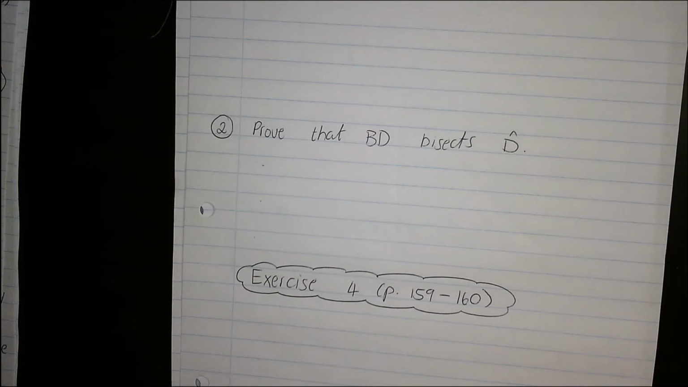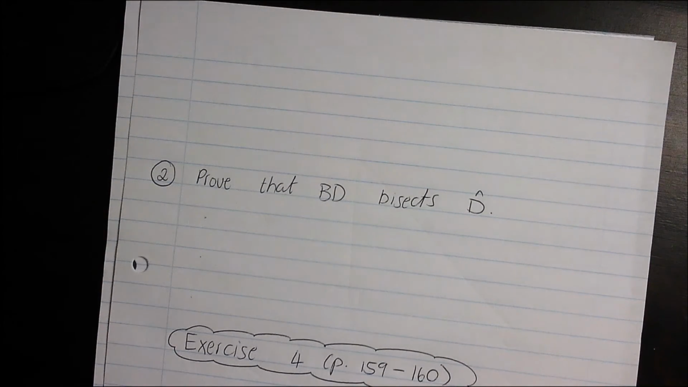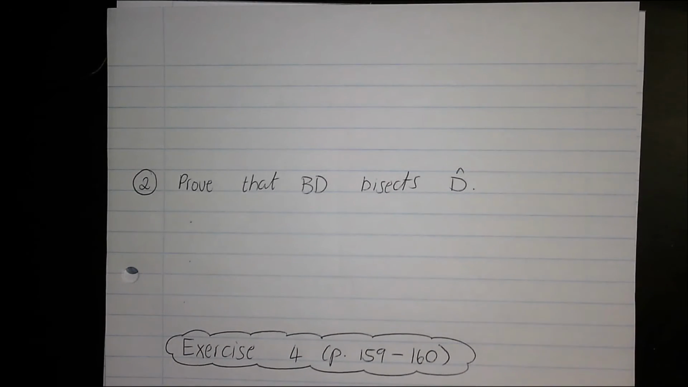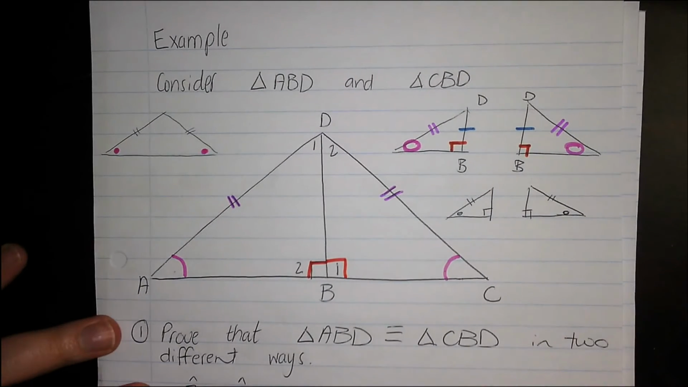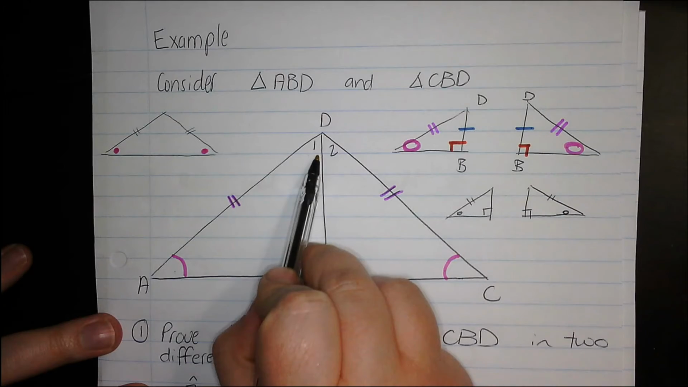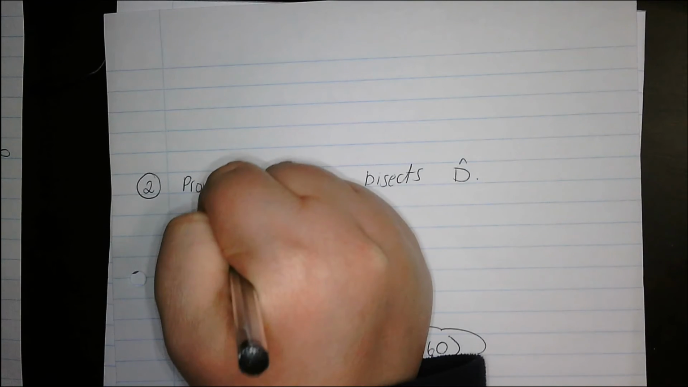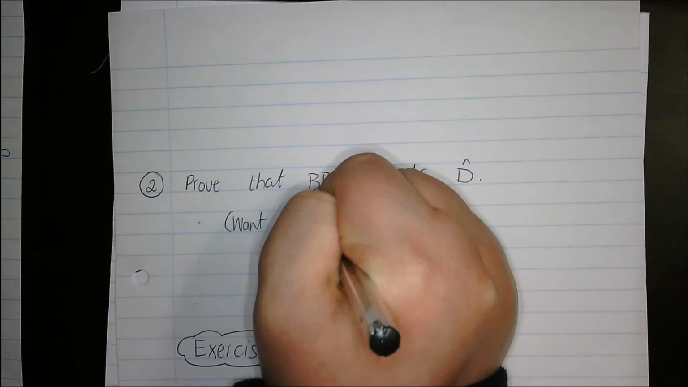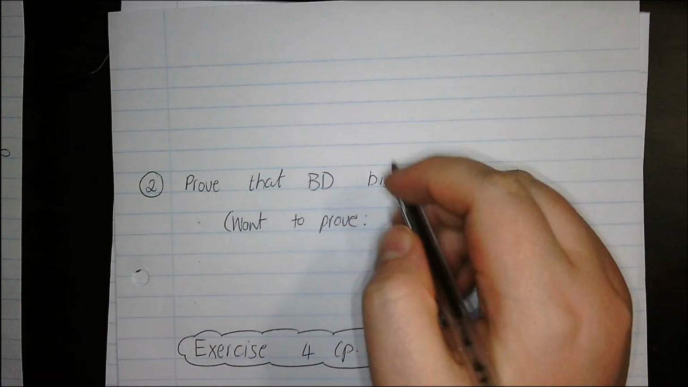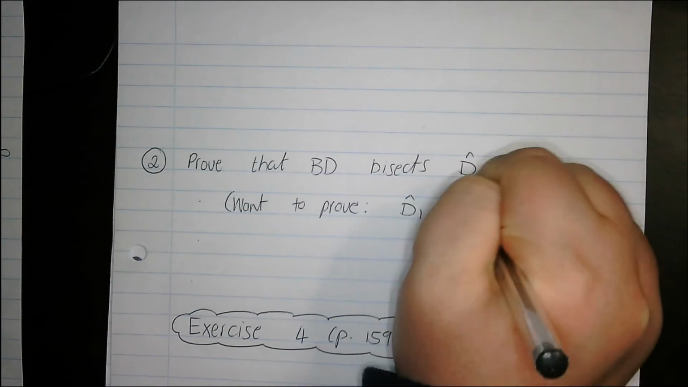Then the second question here asks, prove that BD bisects angle D. Okay, sorry about that. Let's just do that again. Okay. So it says prove that BD bisects D. Okay, BD over here, and we want to prove that it bisects angle D. In other words, that angle is equal to that angle. Okay, so we want to prove, and you don't need to write this down, this is just for you for later. We want to prove that angle D1 is equal to angle D2.